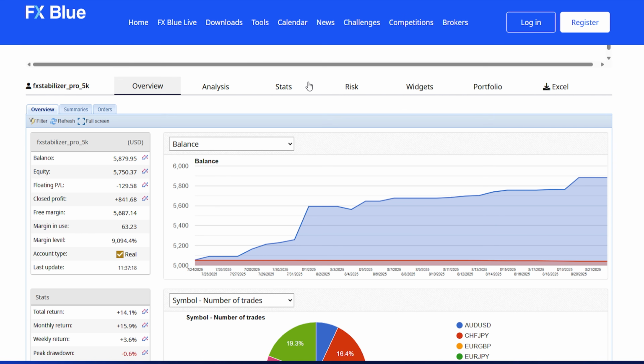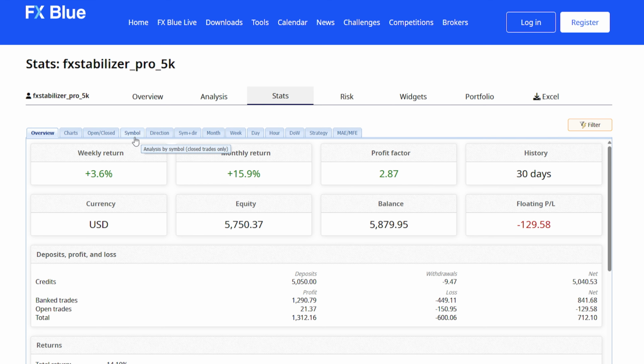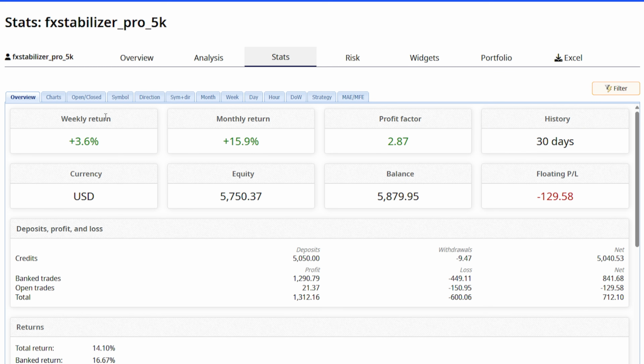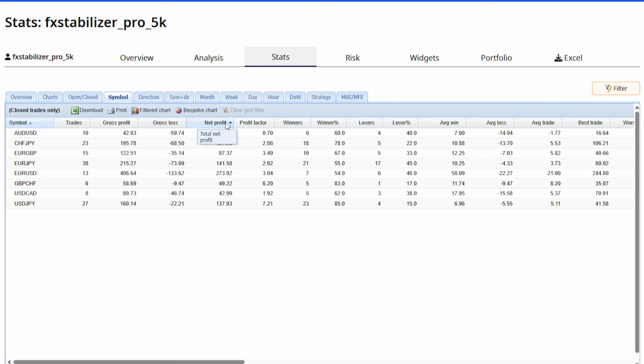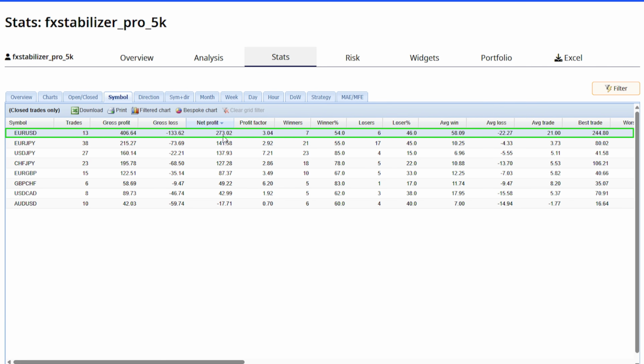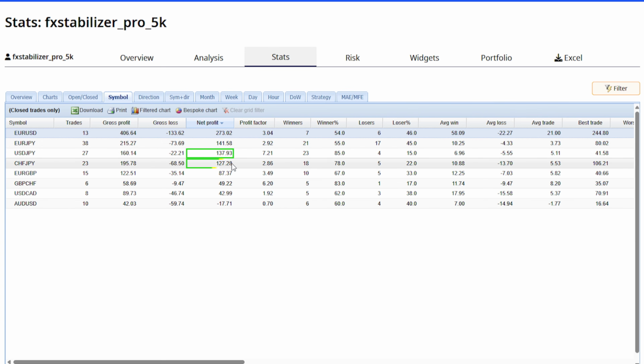If I go to the stats and I click on symbol, actually look at that profit factor of 2.87. It is nearly unbelievable. That is why I found another way to lower the risk in this account, because it's like too good to be true. But if I click on symbol and I arrange them according to the net profit, you will see that the most profitable currency pair is euro dollar. It made nearly 2 times more profit than the euro yen, followed by the dollar yen and the Swiss yen.